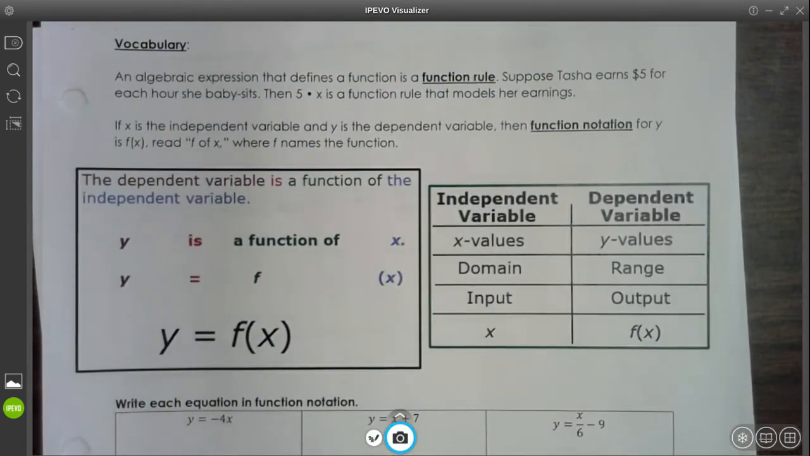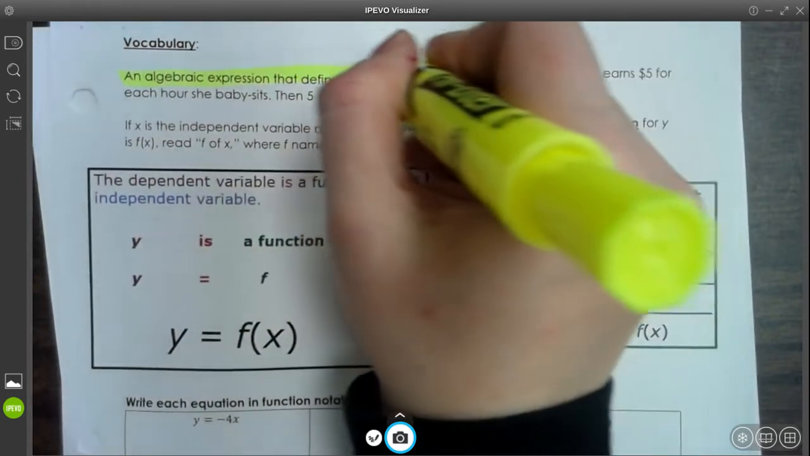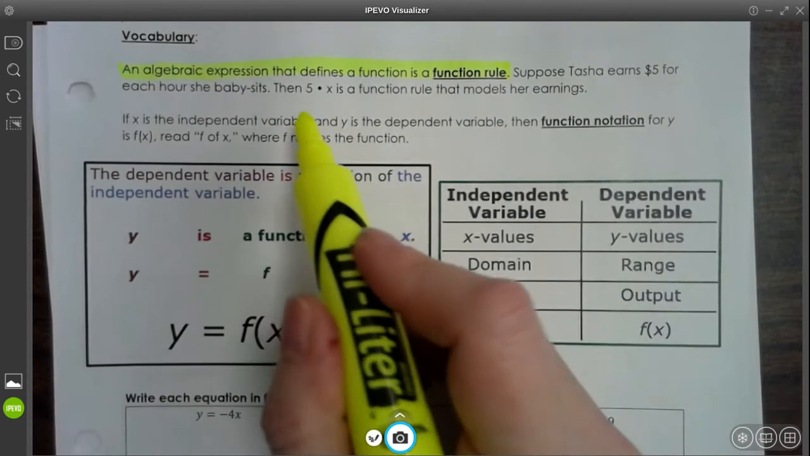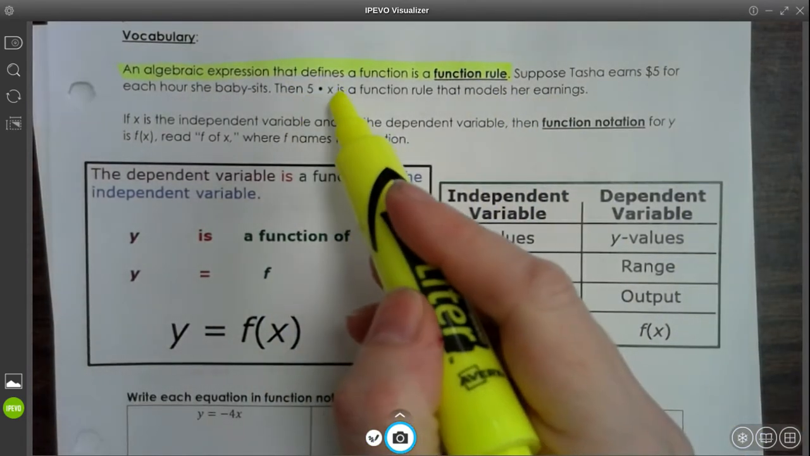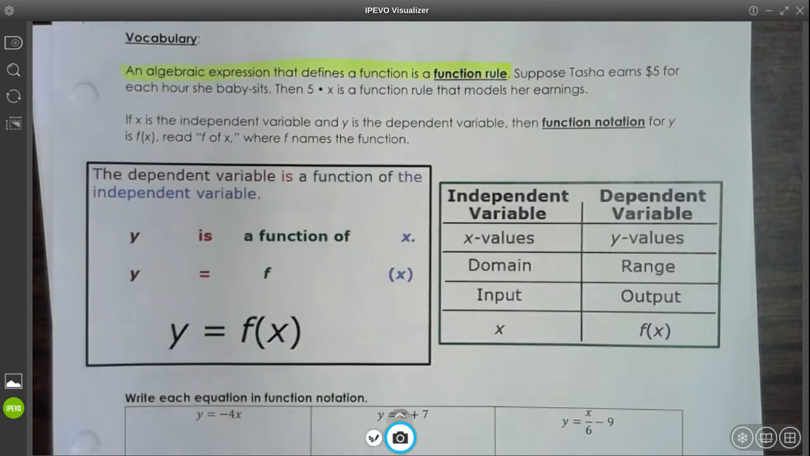All right, so now we are going to talk about a function rule. So an algebraic expression that defines a function is called a function rule. Suppose Tasha earns $5 for each hour she babysits. Then 5 times x is a function rule that models her earnings because it's $5 times x, however many hours that she's babysitting.